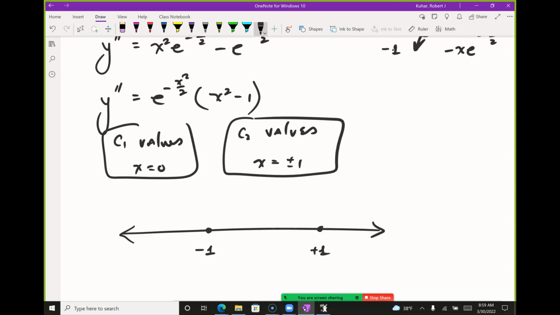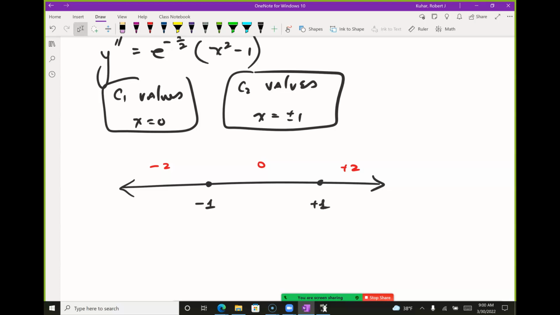I want to put test values in. So less than negative 1, how about negative 2? Bigger than positive 1, how about positive 2? And what do you want to put in between? Well, I have a critical value of the first derivative of 0, so I want to test 0. So when possible, test the critical values of the first derivative as test values in the second derivative test. So we want to find f double prime of negative 2, f double prime of 0, f double prime of positive 2. I don't have to put the numbers in. I can do it without bothering putting the numbers in.